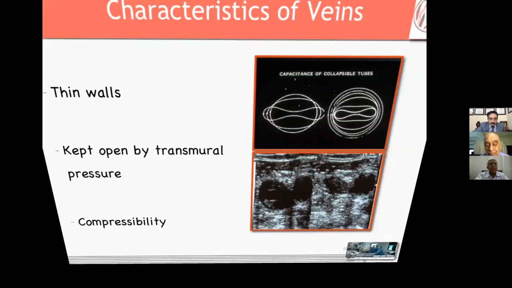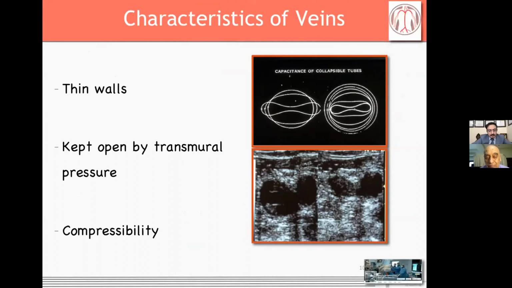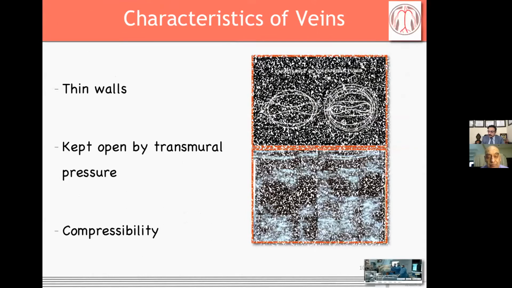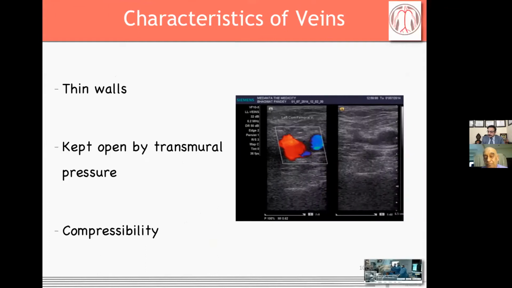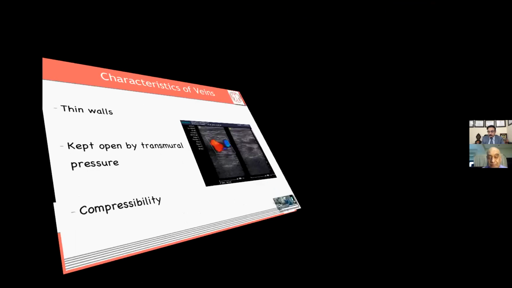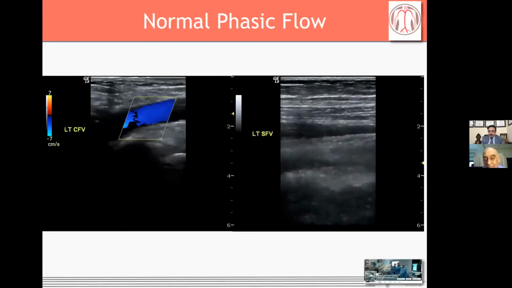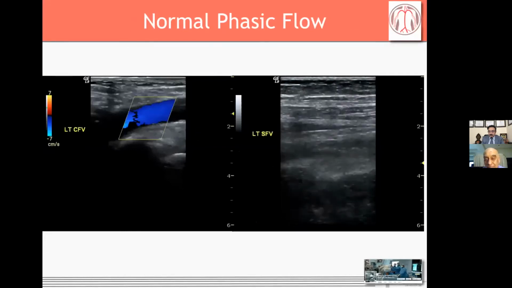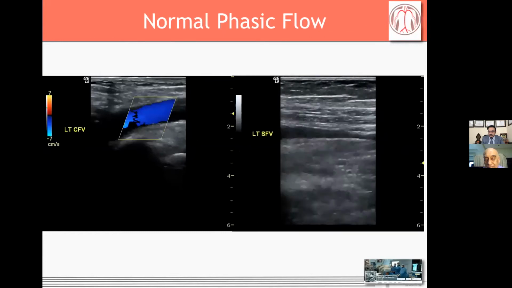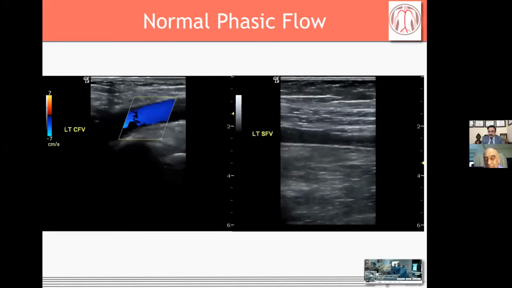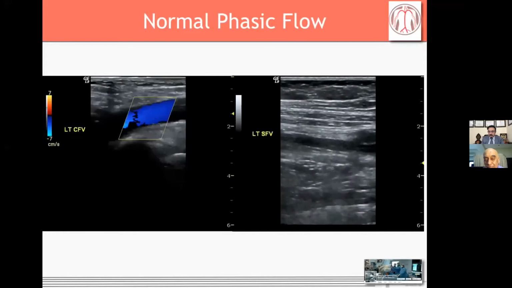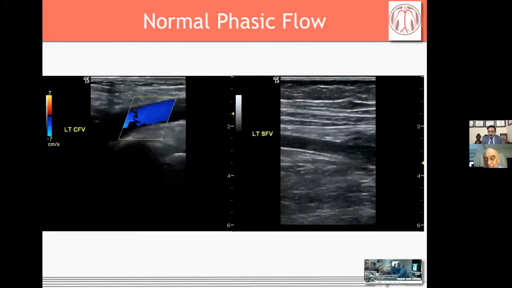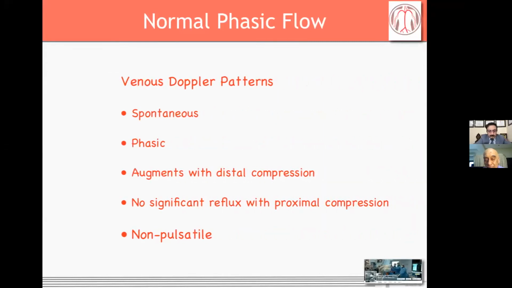So coming to the characteristics of the vein, usually we know that they are thin walled compared to the arterial system, and they are kept open by the transmural pressure. They are compressible. So here you can see they are easily compressible with light pressure on your probe. While doing the examination, you have to hold your probe like a pen and don't compress it a lot. Otherwise, you won't see your vein in the groin, and if the patient is thin, you have to hold it really gently. So they are nicely compressible. You can oppose the walls.